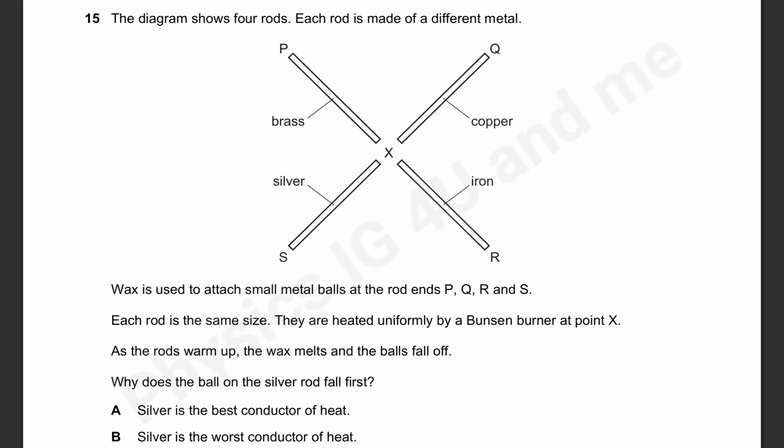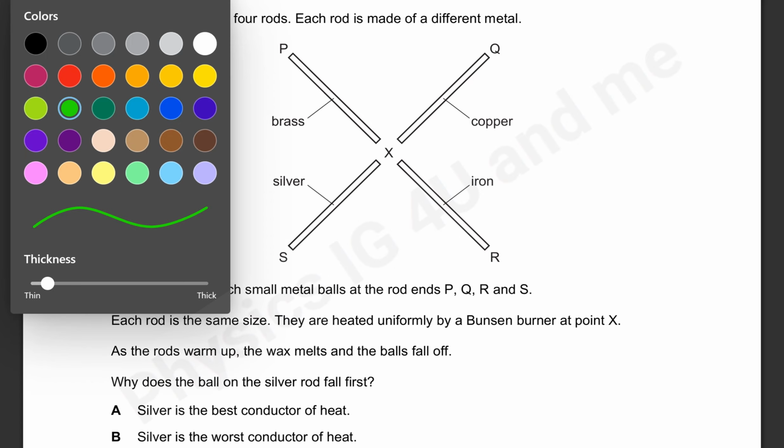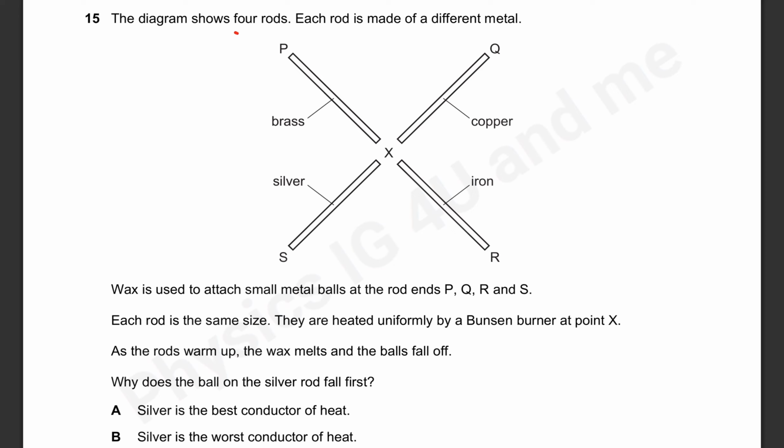Still we're talking about thermal energy. So the question says the diagram shows 4 rods. Each rod is made of a different metal. I have copper, iron, brass, and silver. Okay? Wax is used to attach small metal balls at the rod ends at P, Q, R, and S.